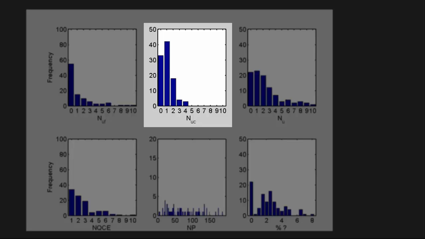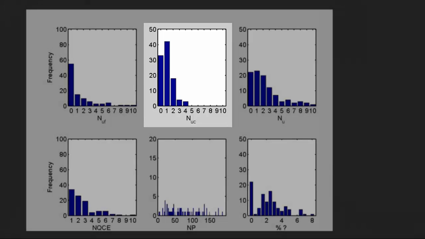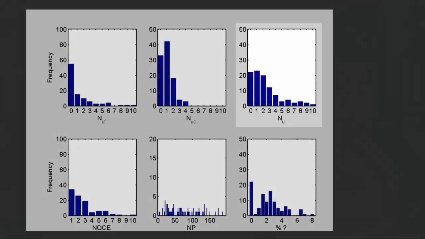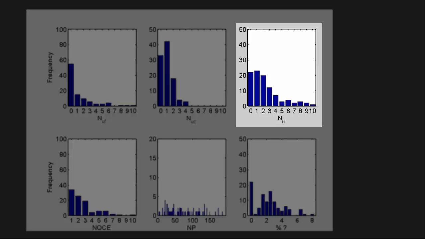NUC represents the number of unacceptable results since the last good QC event. Here, in over 70% of the cases, we'd expect that number to be either 0 or 1. There were a few cases where it was as large as 4, but never greater than 4. NU represents the total number of unacceptable results. This is the sum of NUF and NUC.